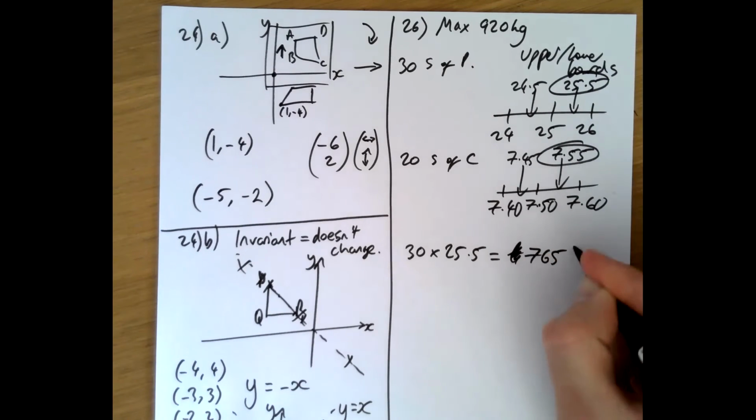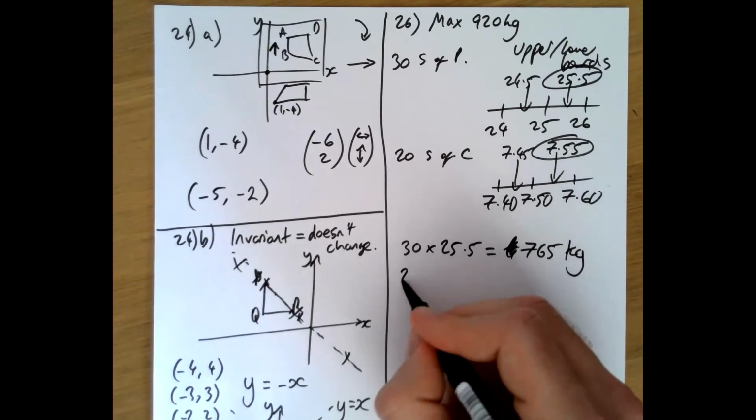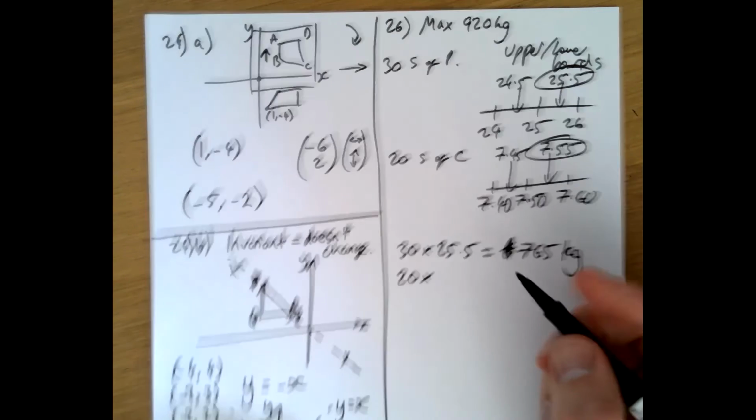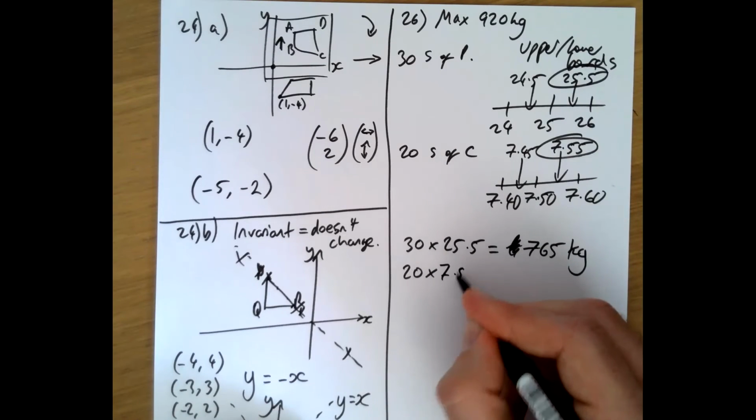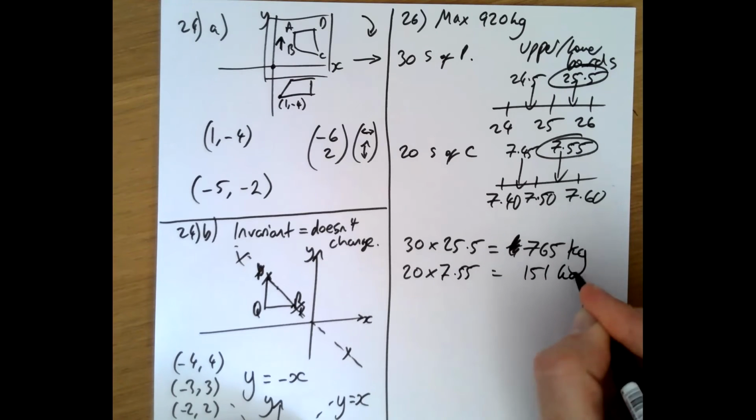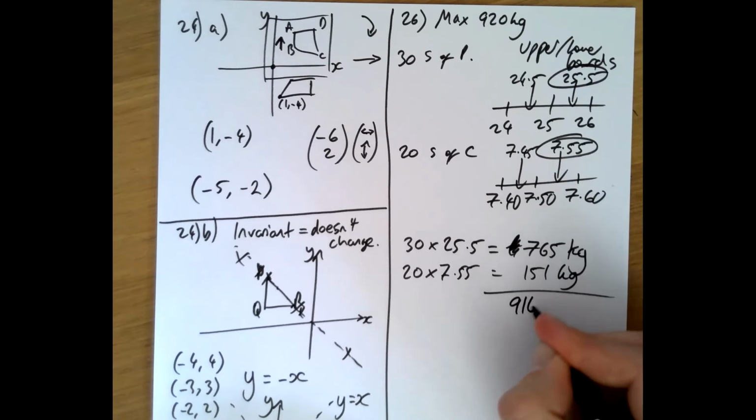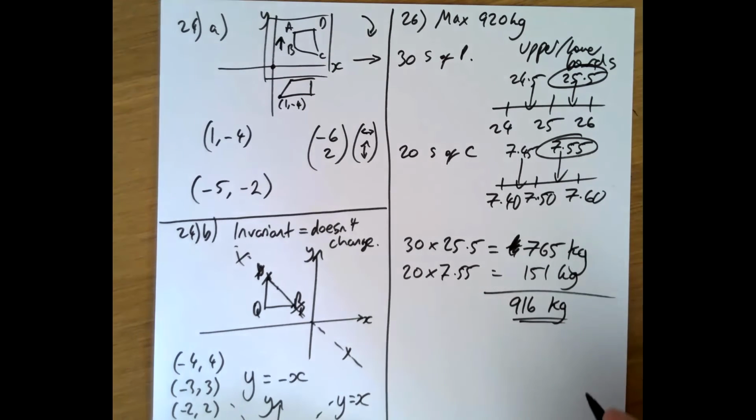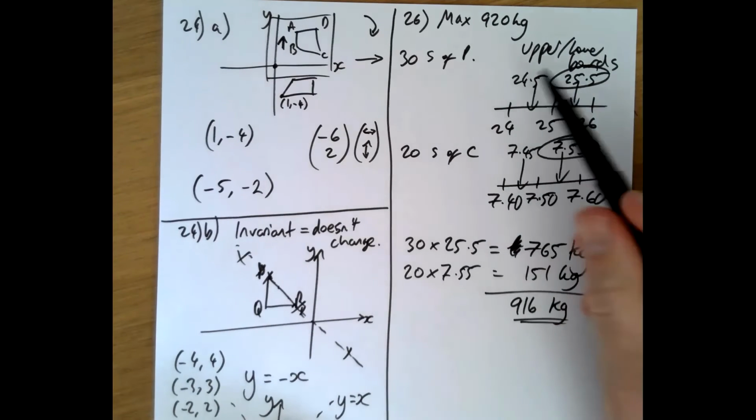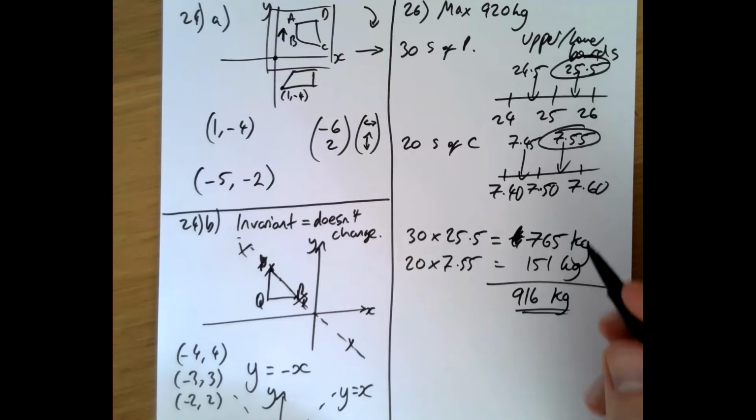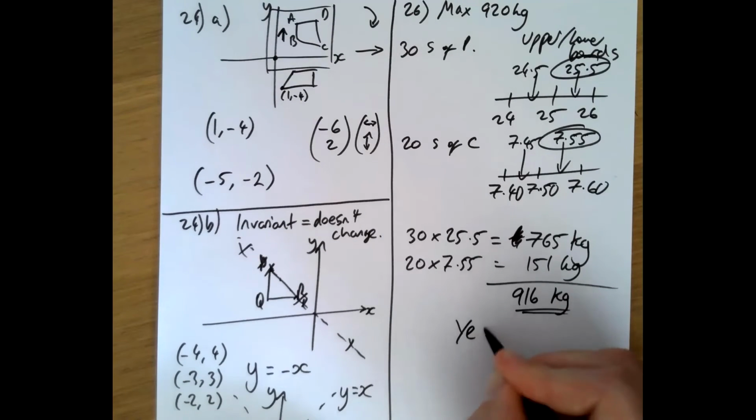And she wants 20 lots of 7.55, which is 151 kilograms. So add that with the previous answer of 765. The maximum weight is 916 kilograms. She can take 920 kilograms, but the question says, can she definitely use her van? So you must answer the question, yes, she can.